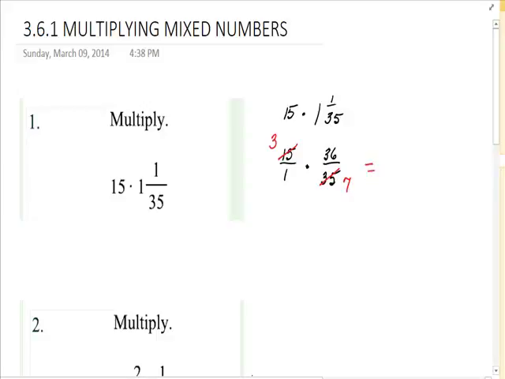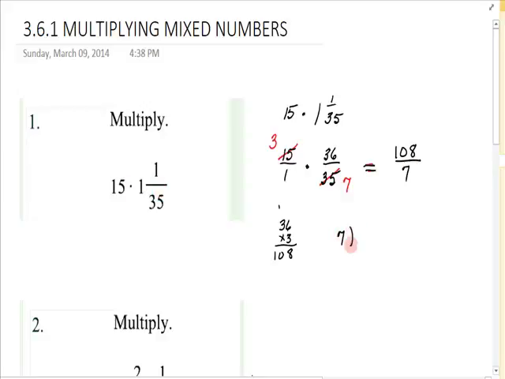Multiply the tops. I have 3 times 36. That's 18, carry the 1, that's 108. And I have 1 times 7, which is 7. All right, I am not allowed to leave the answer in improper form. I started with mixed numbers and whole numbers, and I must end the same way.